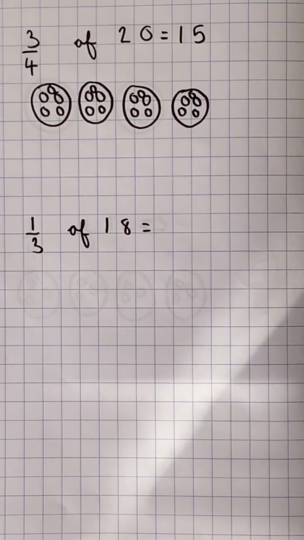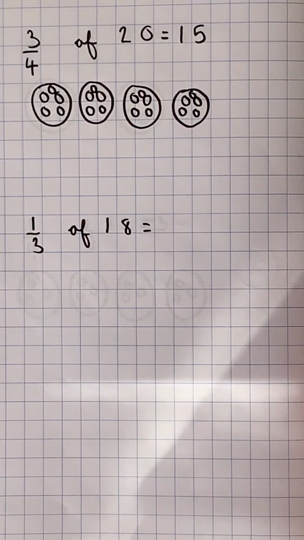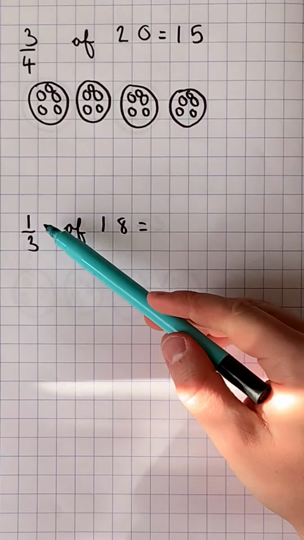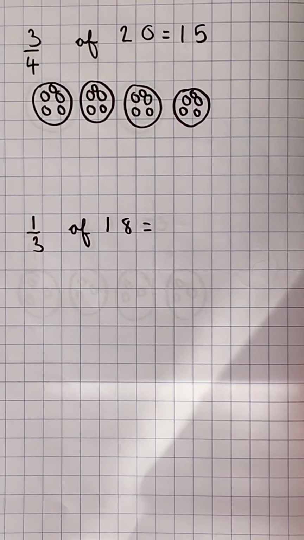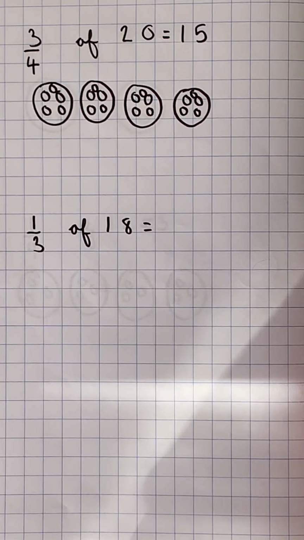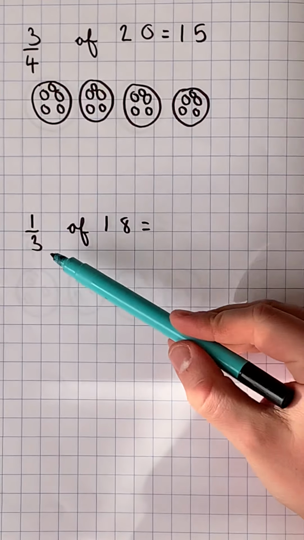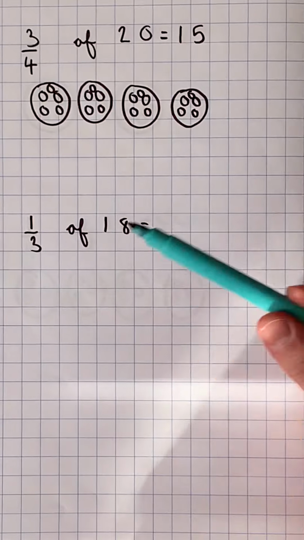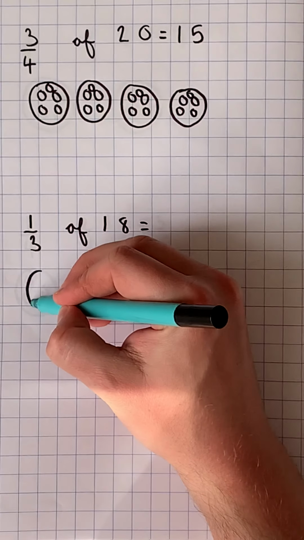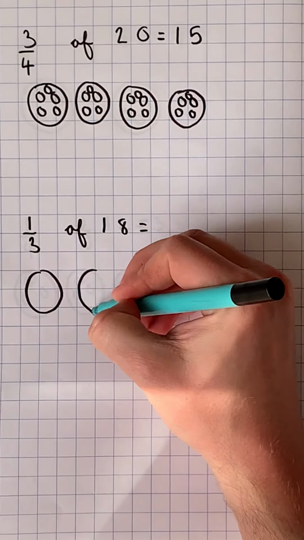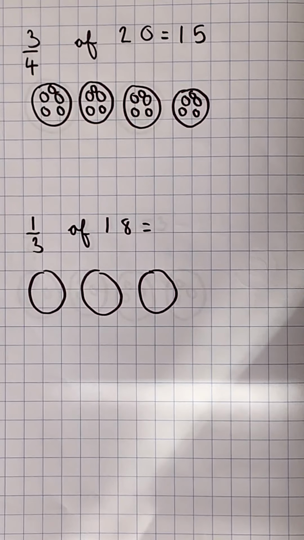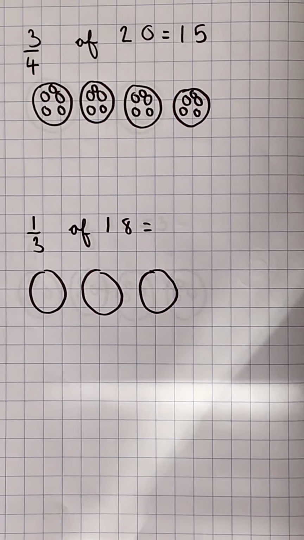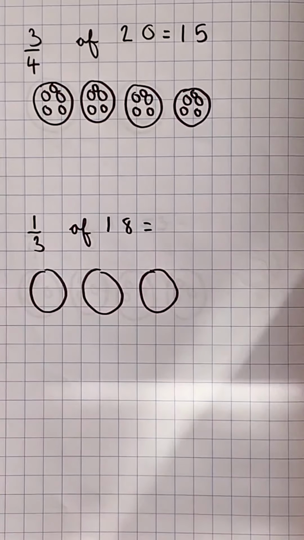Okay, last one. So this last problem, we use the same method again, is 1/3 of 18 equals. So how many groups do I need this time? Yep, I need 3 groups. So I'm going to draw my 3 groups. 1, 2, 3. Okay, and now I need to split 18 equally between my 3 groups.